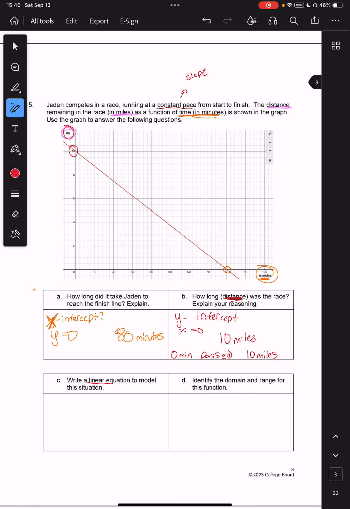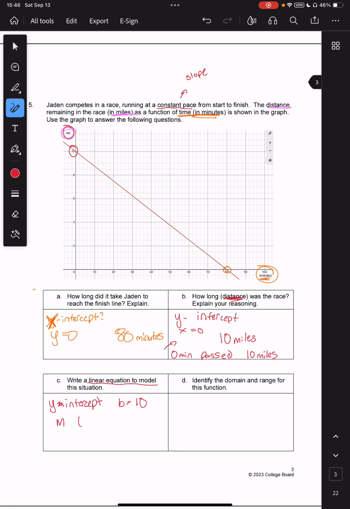So now let's write a linear equation to model this situation. Let's start with the easiest thing we can find on our graph, which is our y-intercept. Our y-intercept, or our b, is when x is 0. And remember how we said over here, when x is 0, y is 10. So our b is 10. Now we're trying to find our m in our equation. To find m, it's a little bit more work. We just have to find the slope.